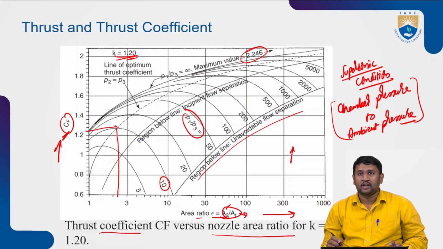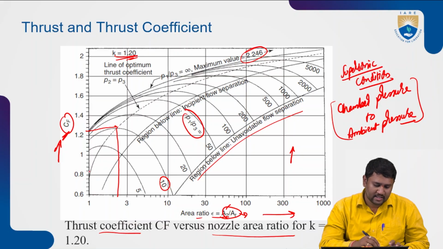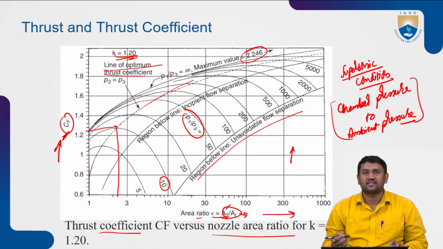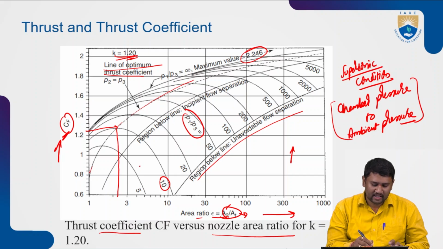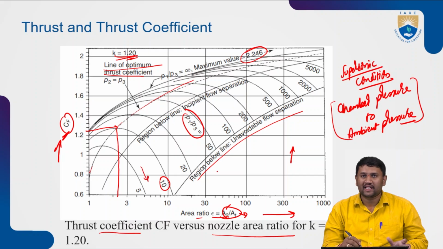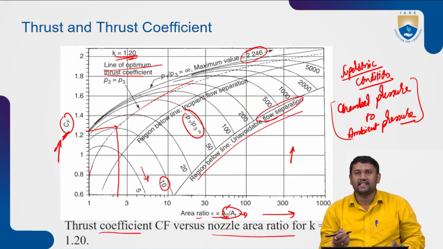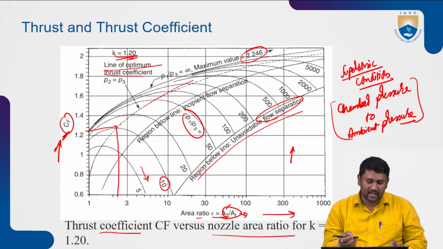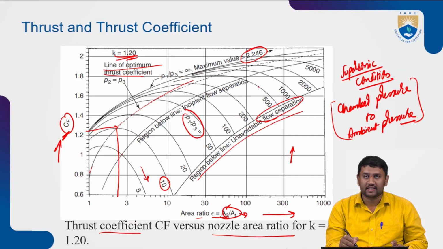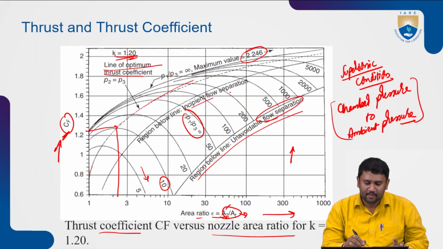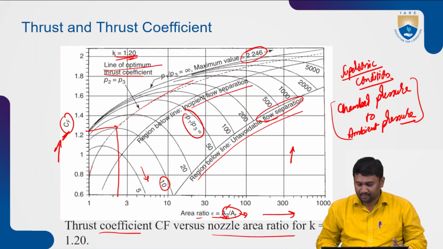Now, upon considering the max value, what you are getting is a line which is giving us the optimum thrust coefficient. And at times, particularly as the thrust coefficient decreases, there will be a region where the flow separation occurs, and that is unavoidable. But there is an intermediate region where we can proportionately change to incipient flow separation.